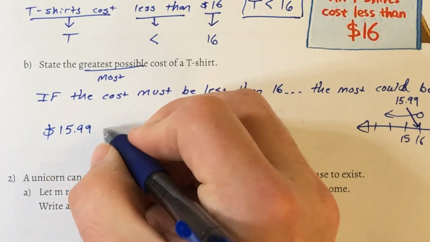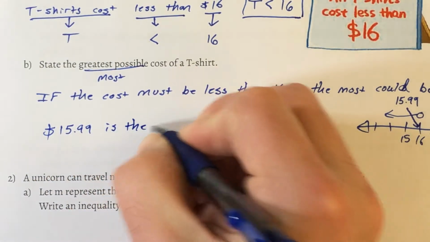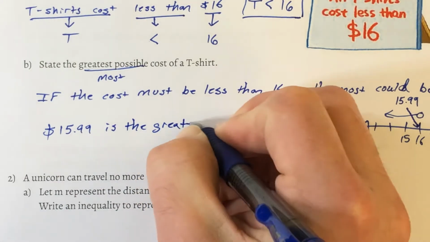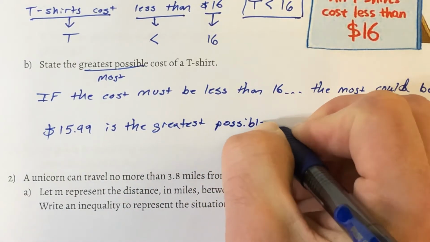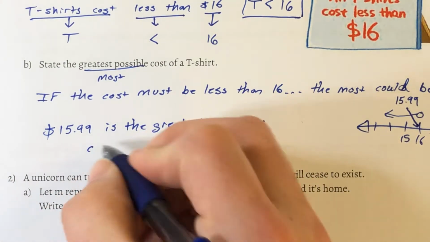$15.99 is the greatest possible cost of a t-shirt.